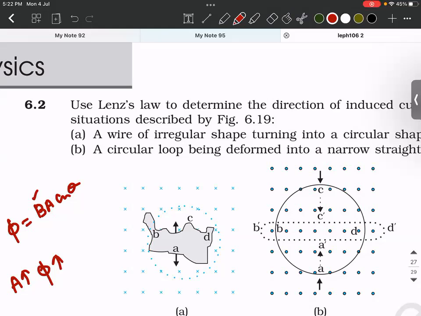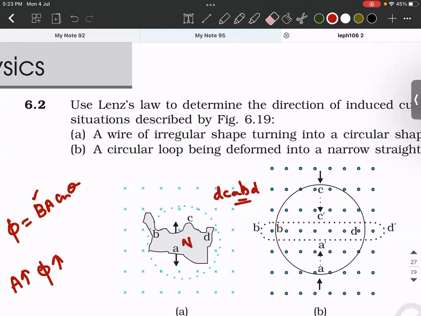Second question to be answered. When the area changes from irregular shape to a circular shape, area is increasing or decreasing? Increasing. Flux is increasing or decreasing? Increasing, so same pole will get generated or opposite? Same pole. Same pole as whom? As what you are. So what will get generated? North pole. If this is north pole, then what should be the direction of current? Anti-clockwise. So DCABD is the answer.